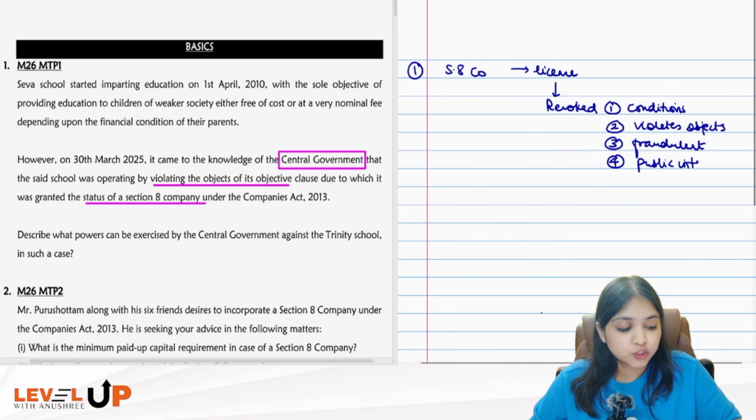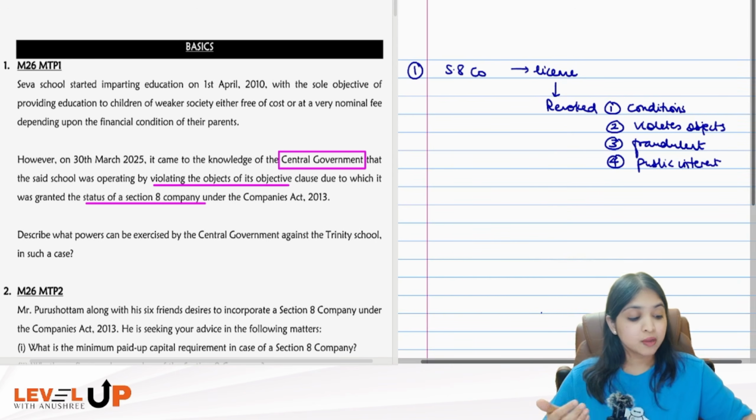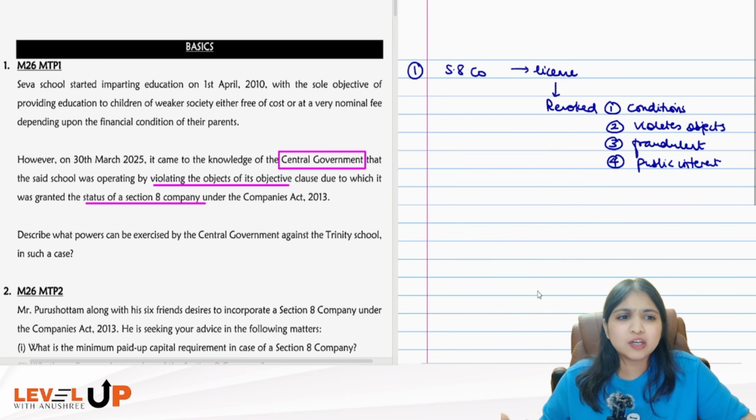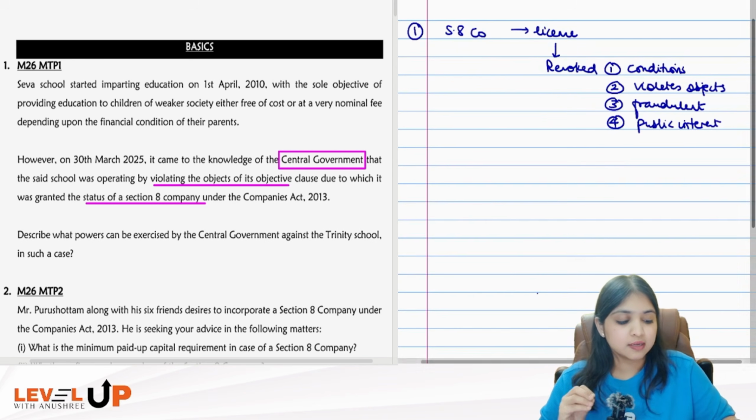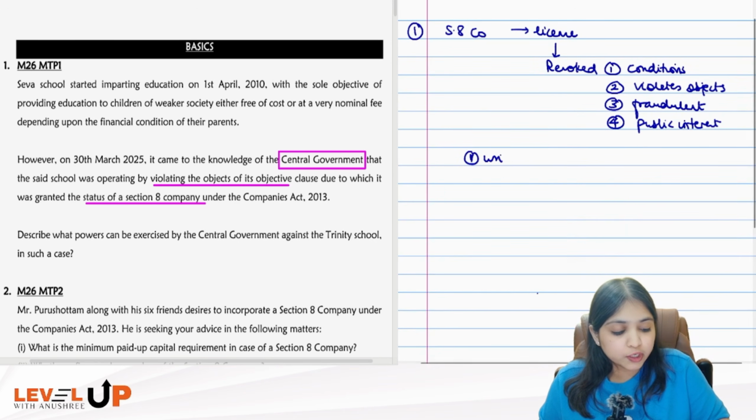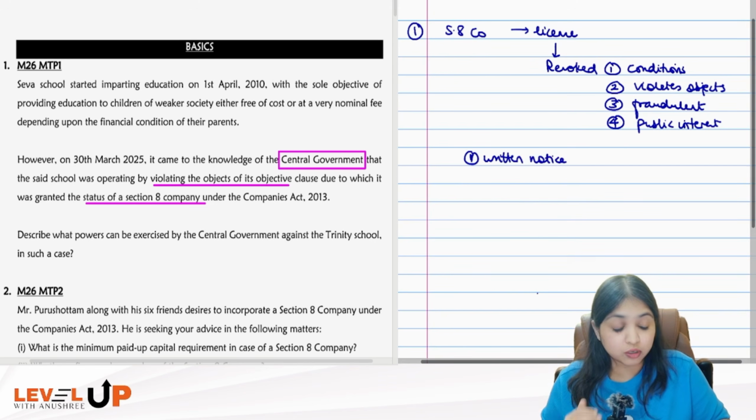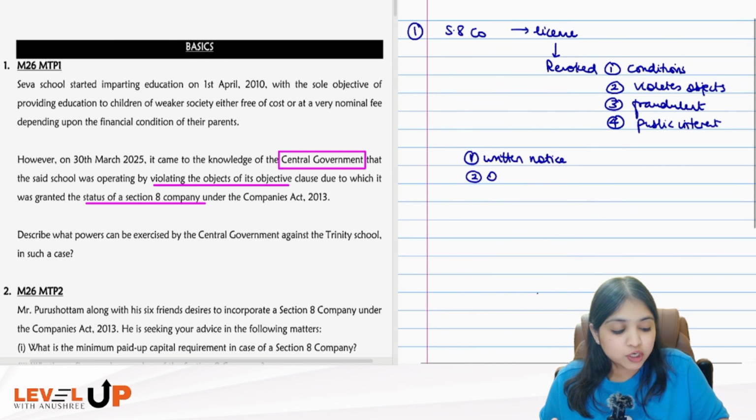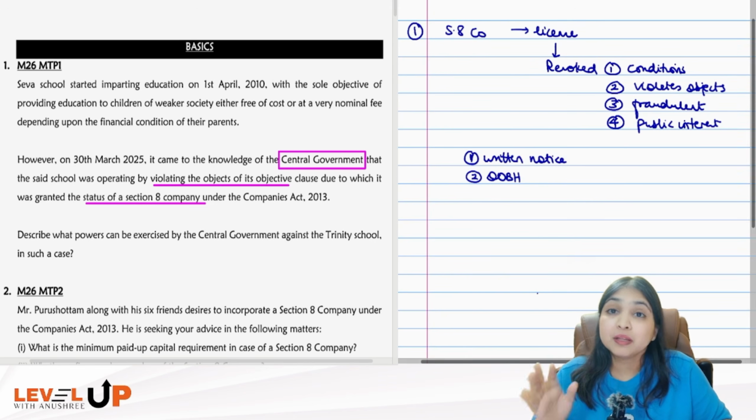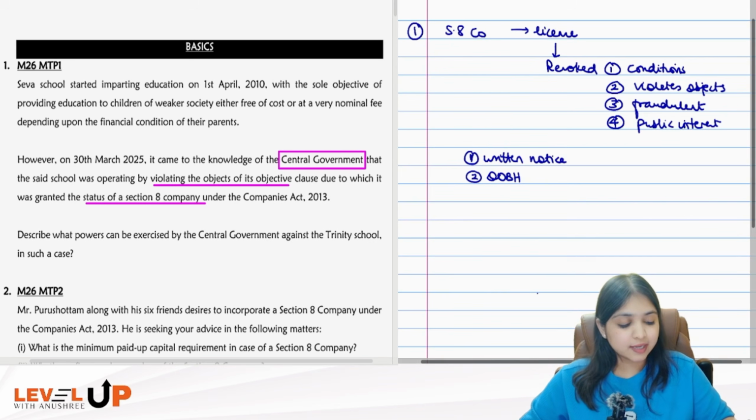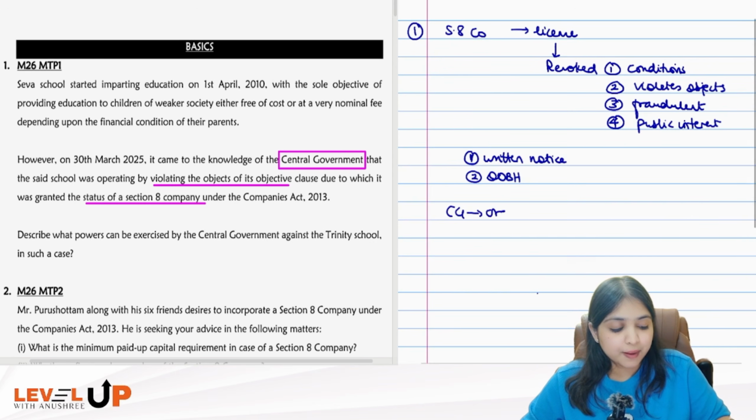So these are the 4 situations in which the license will get revoked. Now to revoke the license, central government will not directly revoke the license. There's a process. Central government will first give a written notice to the company saying that the central government intends to revoke the license. Then an opportunity of being heard will be given to the company. Then only license will be revoked. Once license is revoked, the central government will pass an order.